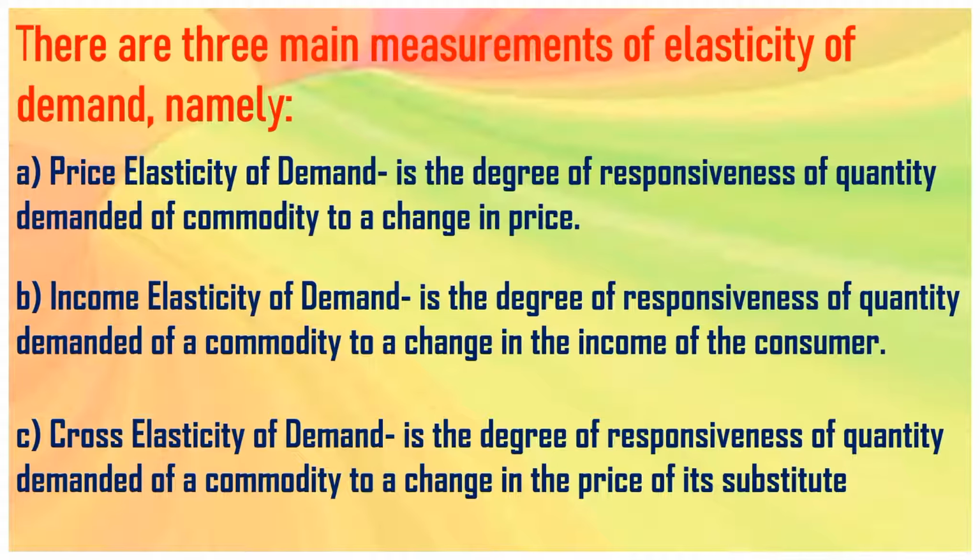So a decrease in the price of Milo may result in a decrease in demand for Bonvita, as people will buy more of Milo because to them Milo is now cheaper than Bonvita. Such is called cross elasticity of demand. Like I put here, it is defined as the degree of responsiveness of quantity demanded of a product to a change in the price of its substitute.